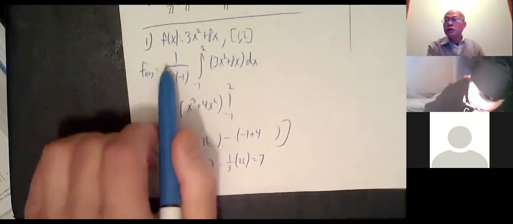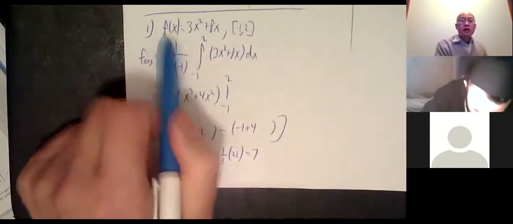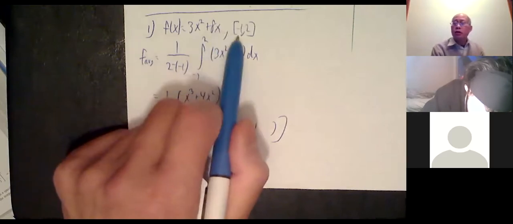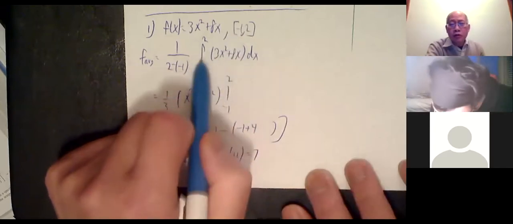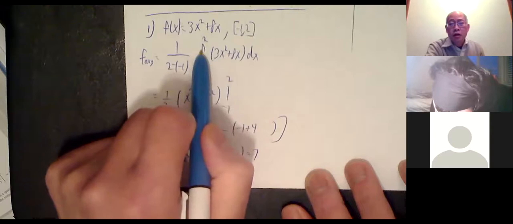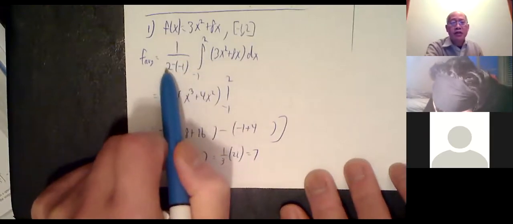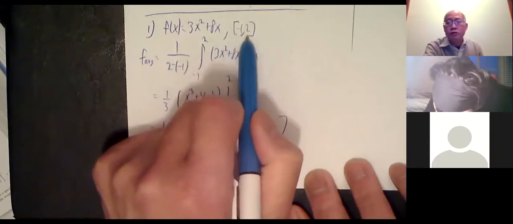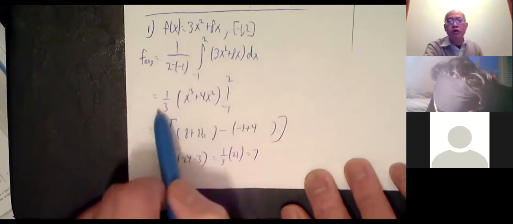Okay, so number one, what time is it? It's almost 8 o'clock. So the function is 3x squared plus 8x going from -1 to 2. You don't have to draw a picture. No picture necessary. So all you do is you integrate from -1 to 2, but you have to multiply by 1 over b minus a. 2 minus -1 is 3. In other words, the length of this interval is 3, right? From -1 to 2 is 3 units. You're just going to take this integral and divide by 3, or multiply by 1/3.